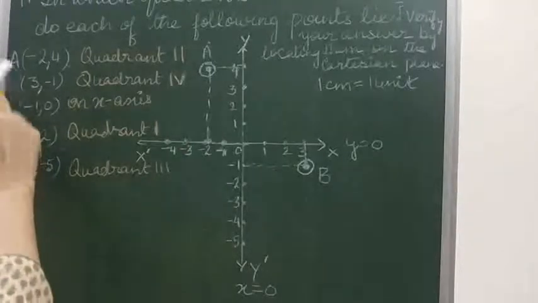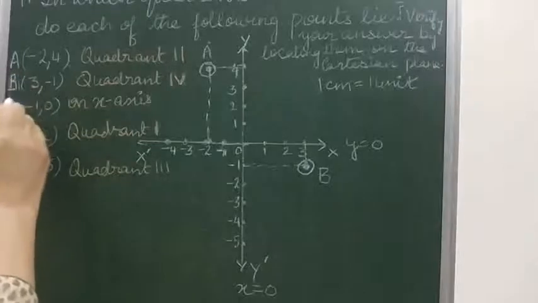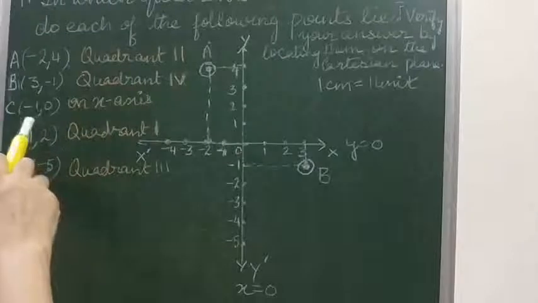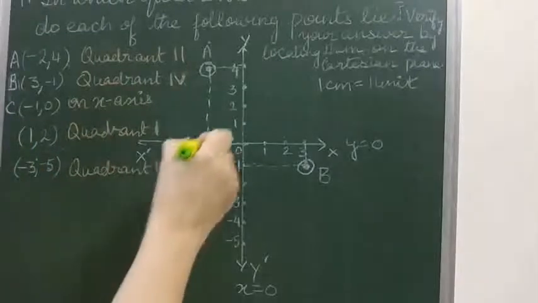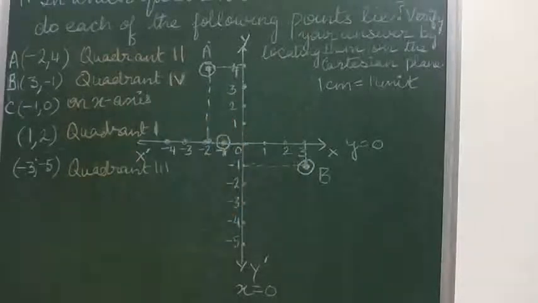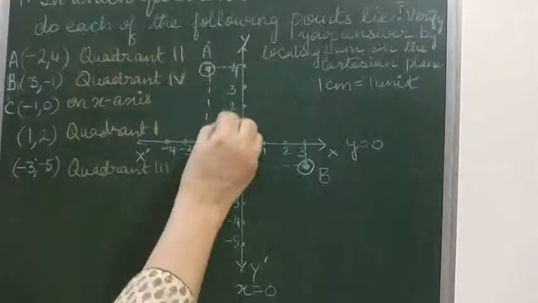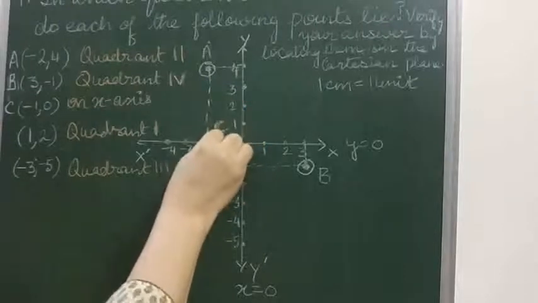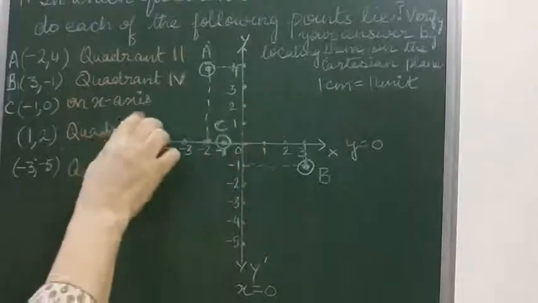And the point C, on the x-axis, that is minus 1 and 0. So minus 1 and 0, here is the point, right? Name this point as C. C point is lying on the x-axis. So this is also verified.